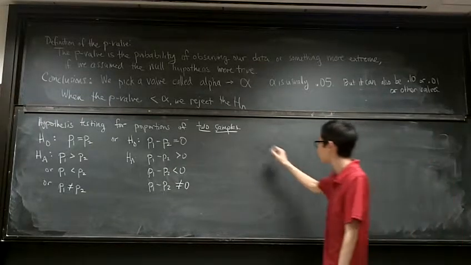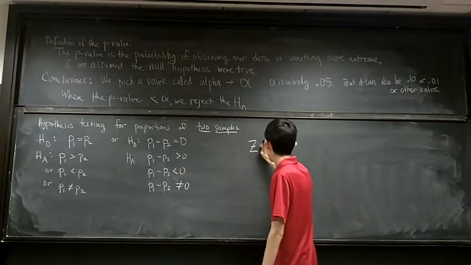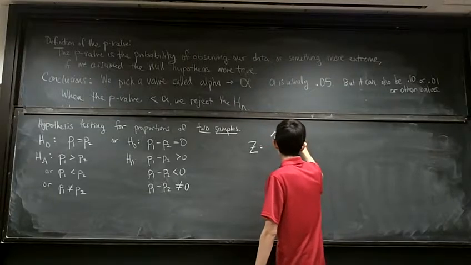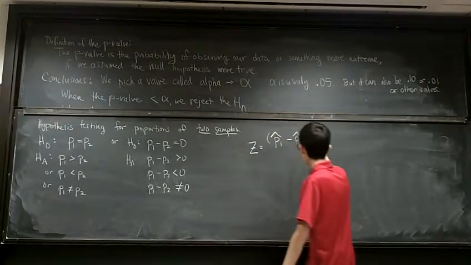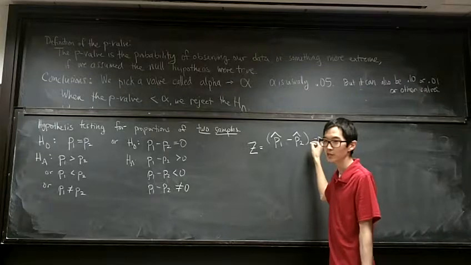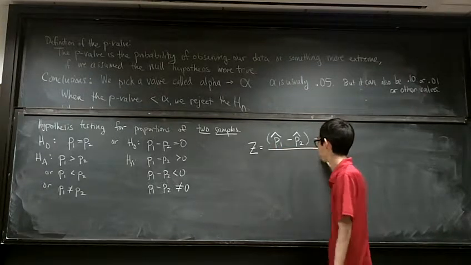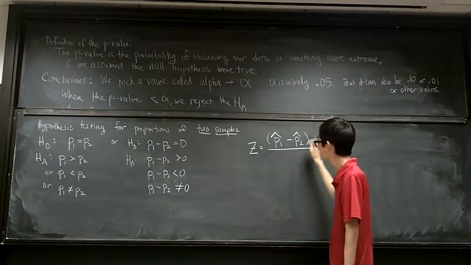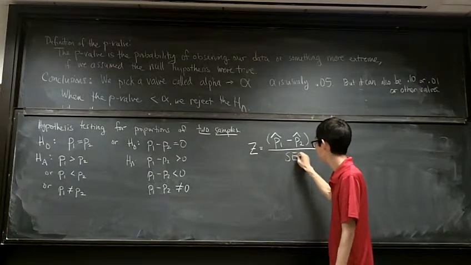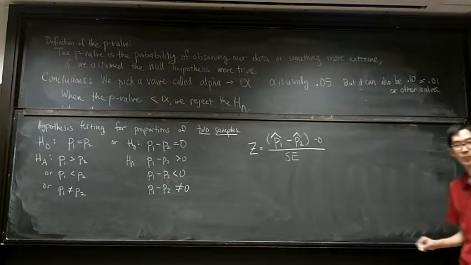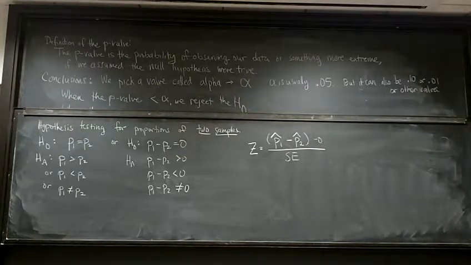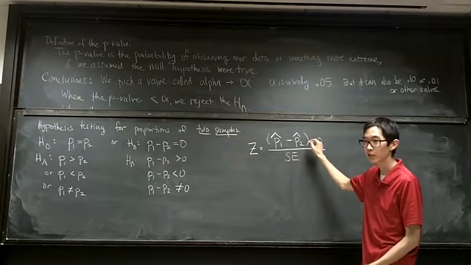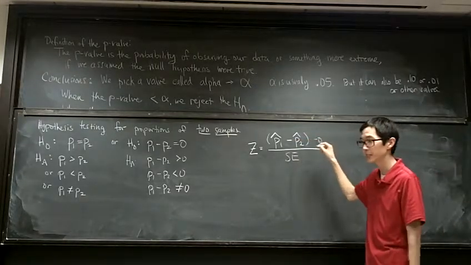Your z-score is going to be P1 hat minus P2 hat. Technically there's a minus 0, but minus 0 means nothing, so you can ignore it. Sometimes you see the minus 0 ignored, divided by the standard error. Sometimes we call the value P1 hat minus P2 hat the observed difference.